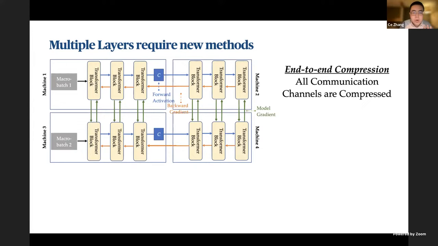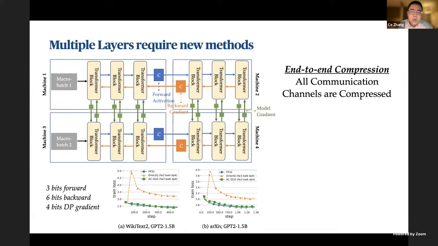You can use the mixture of compression technique we talked about to compress the model gradient, and then you can use another unbiased compressor to compress the backward gradient that you have. Once you do this, you can actually get something that works really well. This is with 3-bit forward, 6-bit backward, and 4-bit data parallel gradient. As you can see, even though we are compressing the whole thing really aggressively, we actually have almost the same behavior as the full precision version.